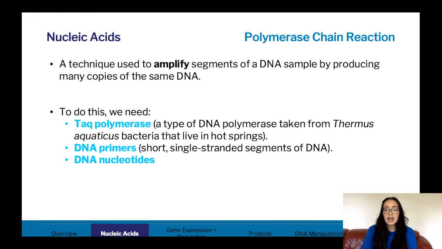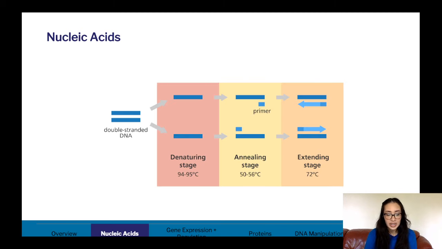Okay, PCR is a technique used to amplify DNA. We need several ingredients: Taq polymerase, primers, nucleotides. There are three stages. You need to know the temperatures of each stage. You need to know the names, and you need to know what occurs in each stage.